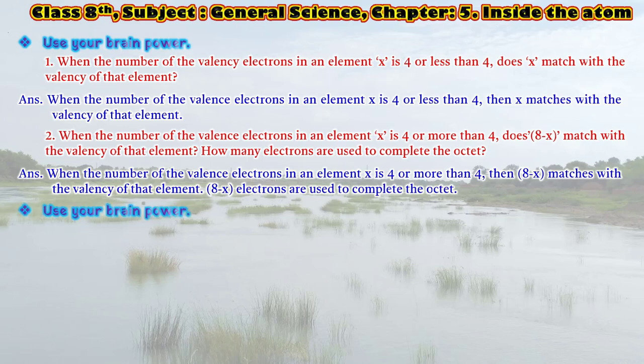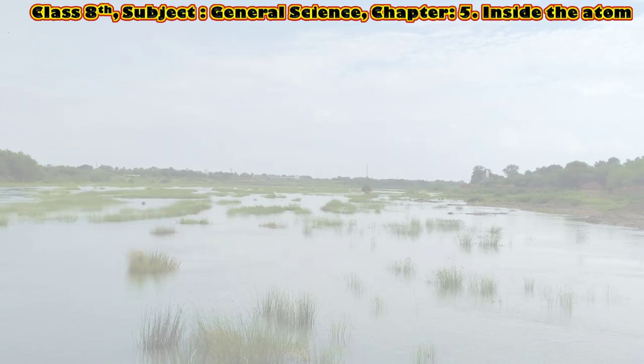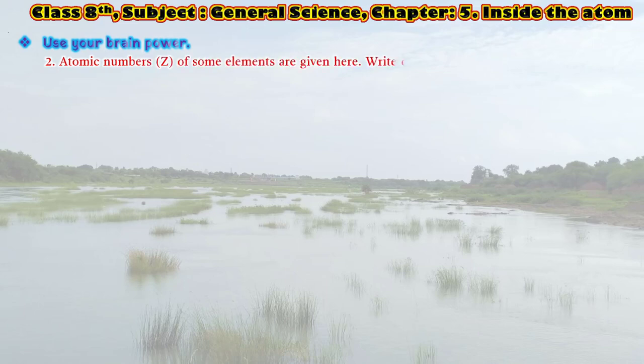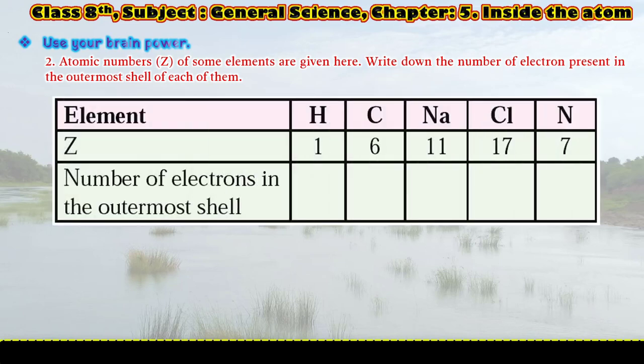Use your brain power. First question is, what is meant by the atomic number Z of an element? Answer is, atomic number Z. The number of electrons or protons in an atom is called the atomic number. It is denoted by Z. Second question is, atomic numbers Z of some elements are given here. Write down the number of electrons present in the outermost shell of each of them.